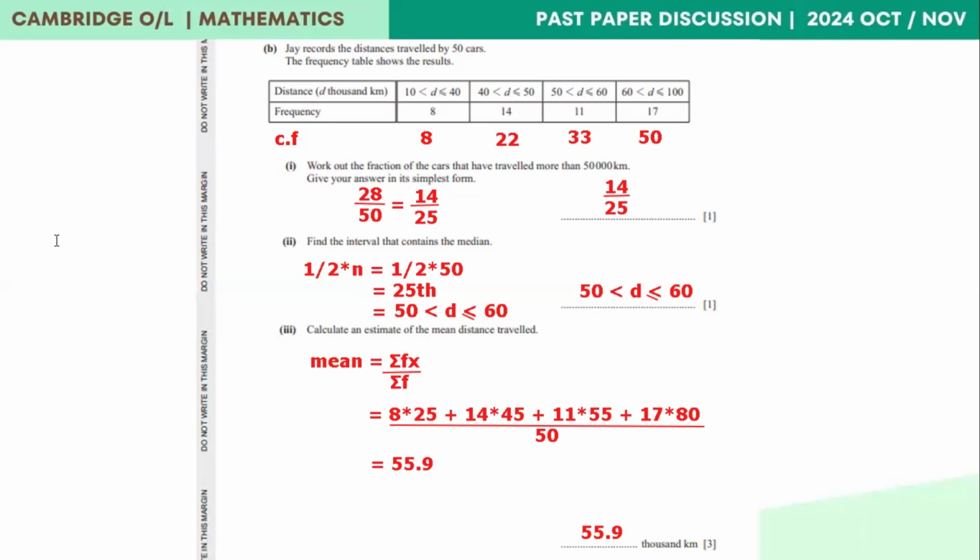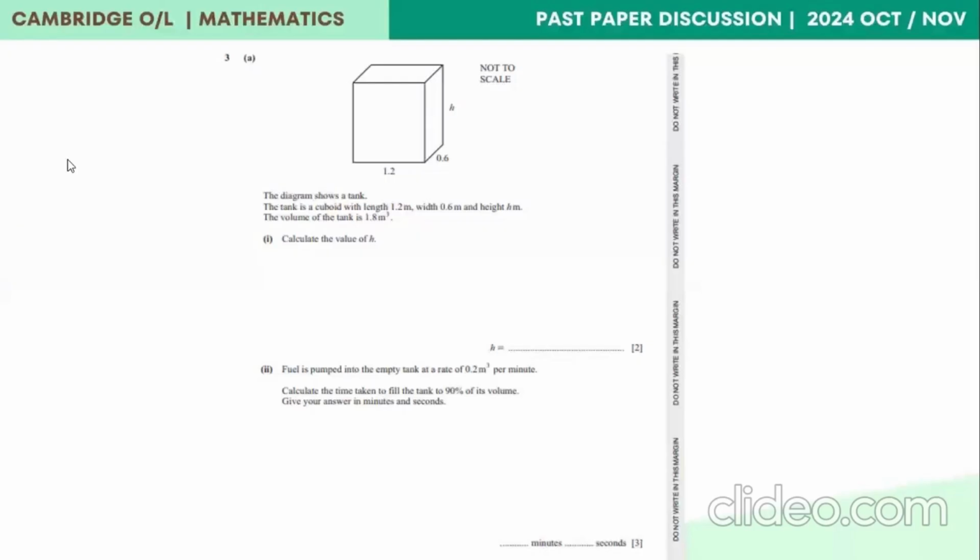So let's move on to the third question. A part, the diagram shows a tank. The tank is a cuboid with length 1.2 meters, width 0.6 meters, and height h meters. The volume of the tank is 1.8 meters cubed. First question, calculate the value of height. They have given the volume of this cuboid and they want us to find the height. For that, we can use the volume of the cuboid formula. Volume is equal to length into breadth into height.